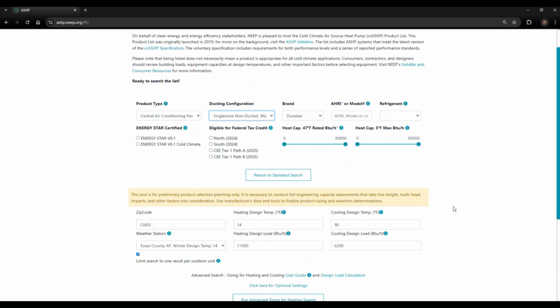It is recommended to use industry-approved practices like ACCA's Manual J to calculate the heating and cooling design loads, and ACCA's Manual S to size and select equipment. The third edition of ACCA's Manual S allows for sizing for heating. Use the proper zip code and nearest weather station to generate the most accurate visualization for your home.